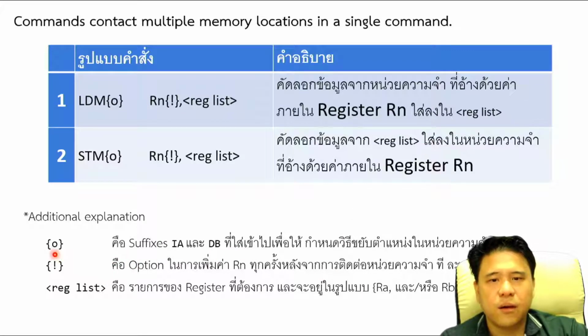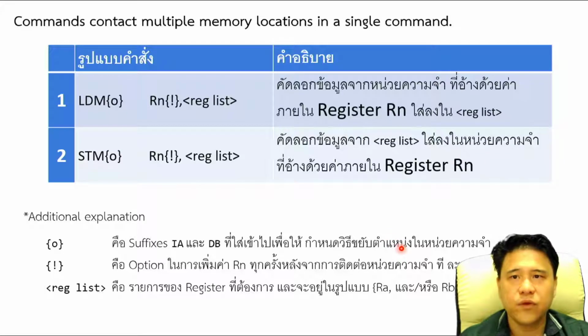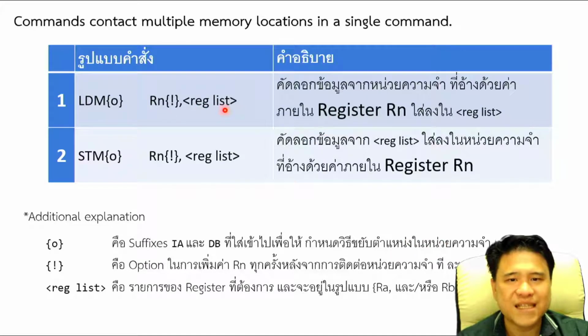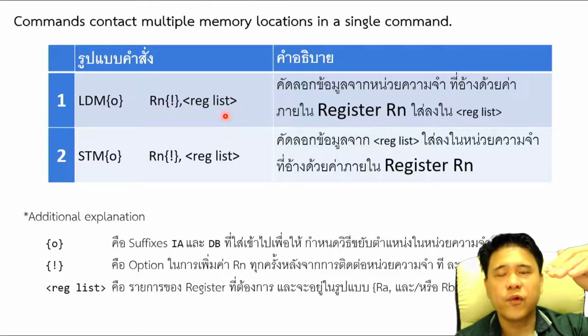Okay. For the O, it is options. What does it mean? It means that if you place IA or DB, they specify the way that they will store the addresses inside your memory in order to store all the information that is in the register list. How about this expression? This is an option that increases Rn every time you access your memories. It means that if you have Rn and you don't have this sign, then after you put everything inside your memories, Rn is the same.